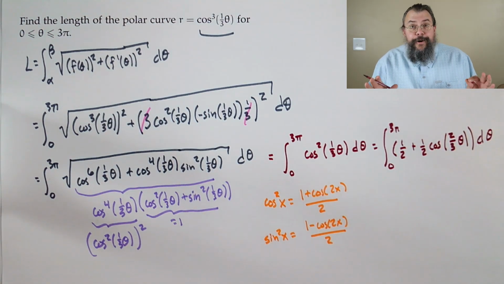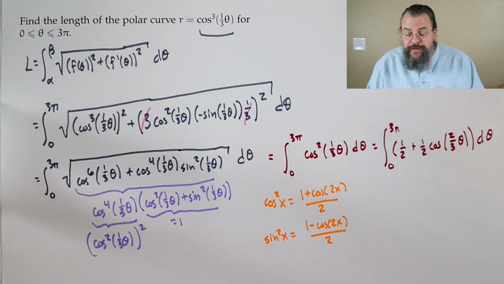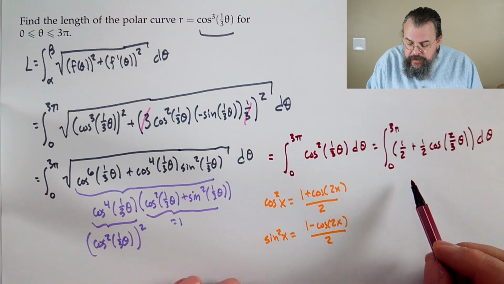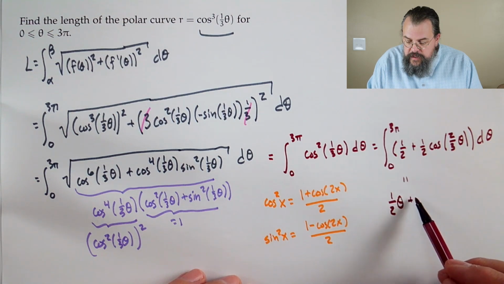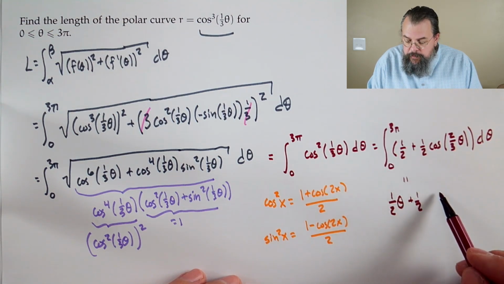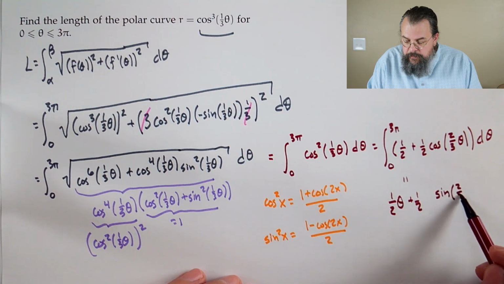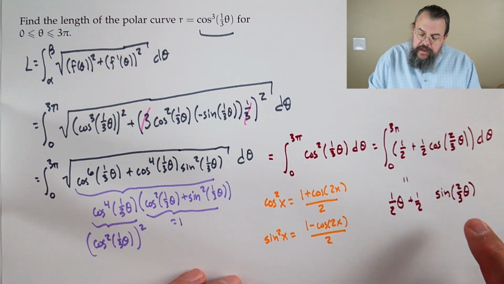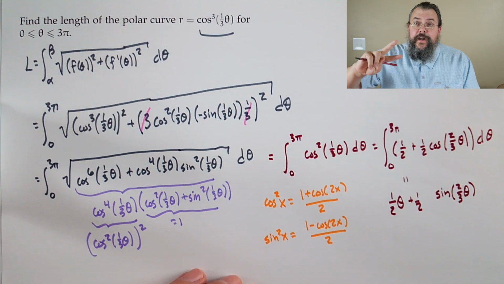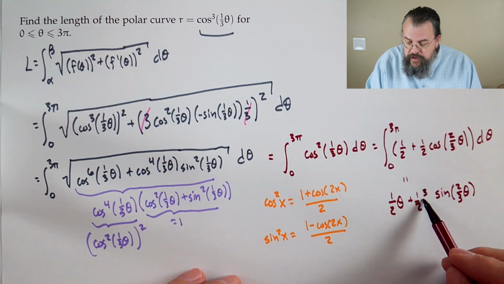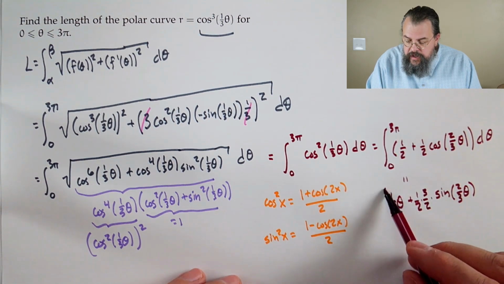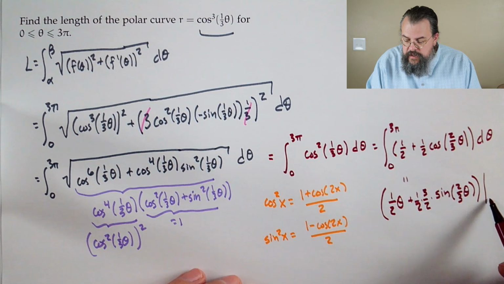All right, and now we're in pretty good shape. We have something that we can work with. So we integrate. Well, we get 1/2 theta plus 1/2. The integral of cosine, positive sine. So we have positive sine 2/3 theta. And then because of that 2/3 on the inside, we're going to multiply by the reciprocal on the outside. So we're going to multiply this by 3/2. All right, well, almost there. Evaluate from 0 up to 3 pi.